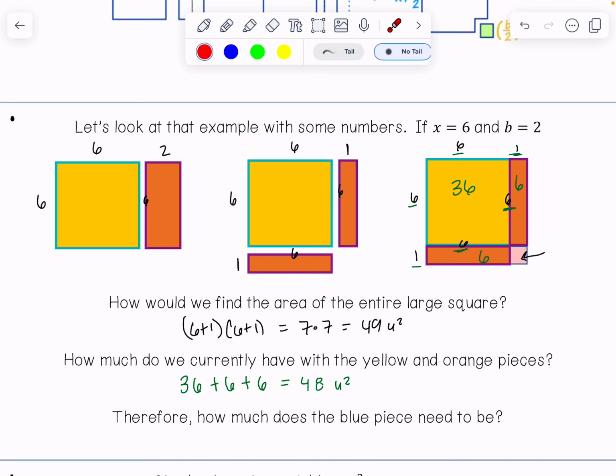Well, I need 49 for it to be a square. I have 48, so the area of this square needs to be 1 unit squared. I have now completed the square. I figured out what is the area needed in order to complete it.